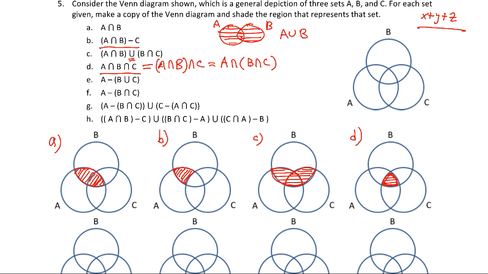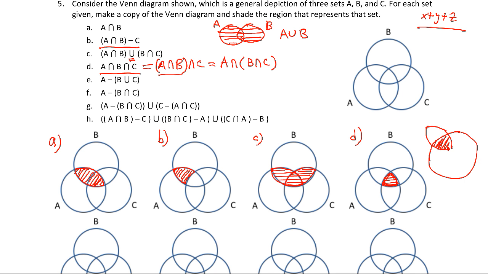If you wanted to, you could do A intersect B first, and it would be this football-shaped region here. And then you could intersect that with C. And that football-shaped region intersects with C just here, which is exactly the same region I've got. Okay? Just that middle region where all three of them overlap.